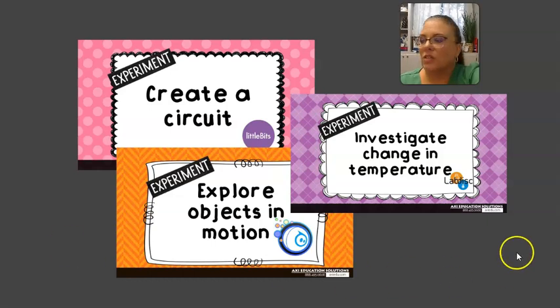And you'll notice that there's little icons on each of these, and these are the tools that they would be using inside of that center.